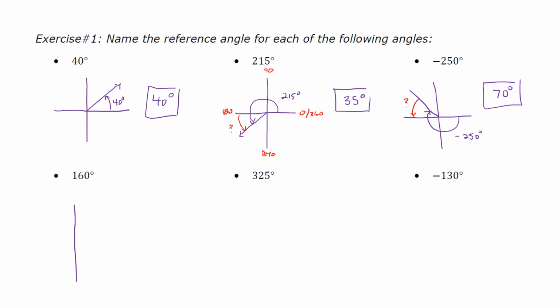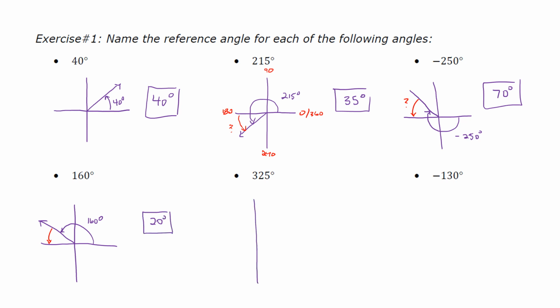Next, 160 degrees, so this is between the 90 and 180. It doesn't have to be exact, we just want a representation of what it could potentially look like. So I'm looking for my reference angle here. To find this difference, I'm going to subtract 160 from 180, and I'll get 20 degrees.